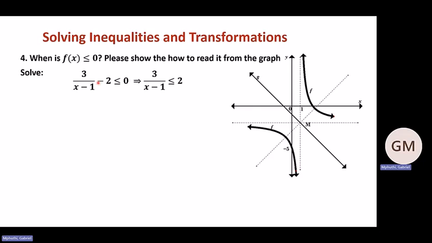Okay. Now, recall our function 3 divided by x minus 1, minus 2. We want our f of x equal to that to be less than or equal to 0. Implying now, we add the additive inverse of minus 2, which is plus 2, on both sides. So minus 2 plus 2 is going to be 0, therefore it will disappear. Then we end up with 3 divided by x minus 1 being equal to 2.